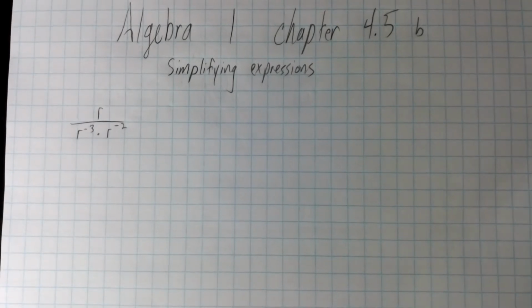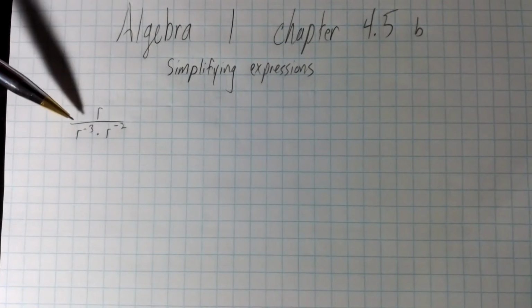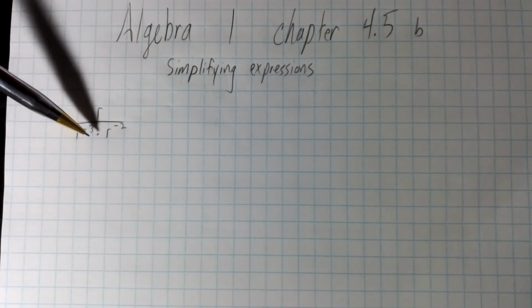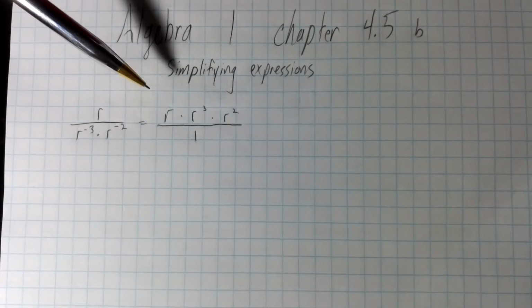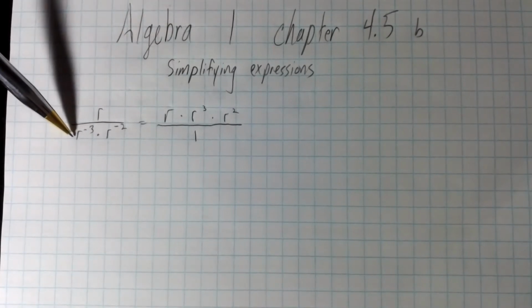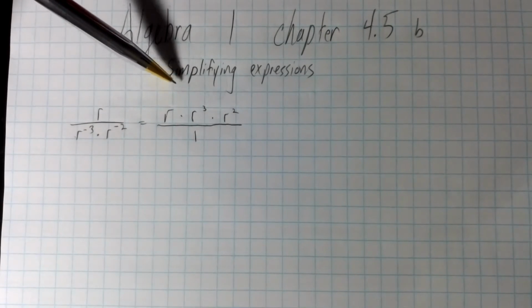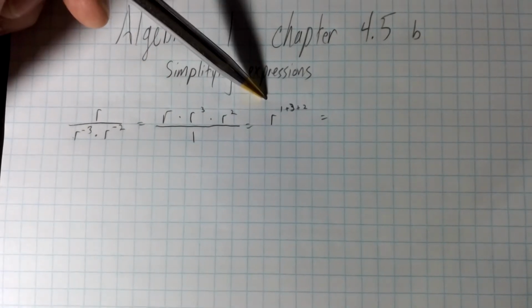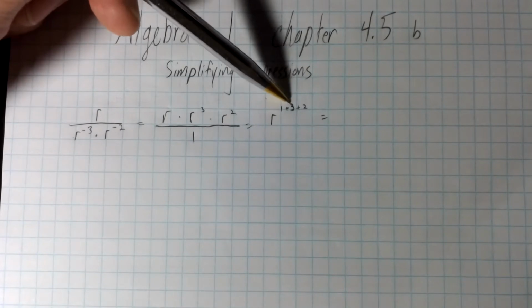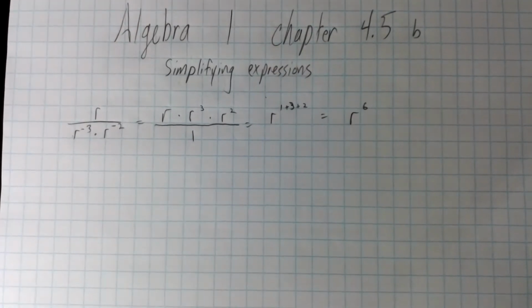Let's begin. Alright, so here's our first problem. R divided by r to the negative third power times r to the negative second. And hopefully you see right away, you're going to flip your r to the top and change this sign, and this one also. This is what you should get. And simplifying, you should have r to the 1 plus 3 plus second power, which gives us an r to the sixth.